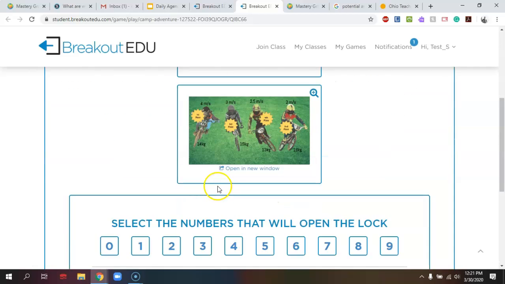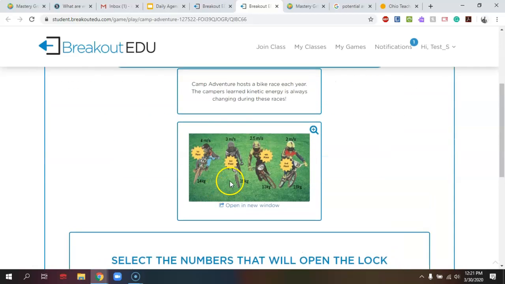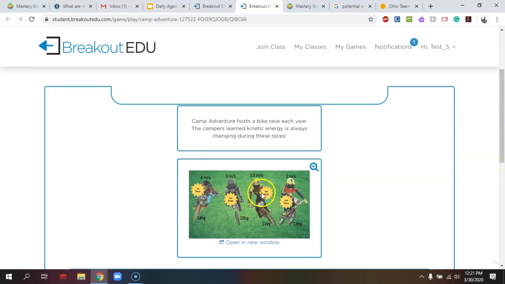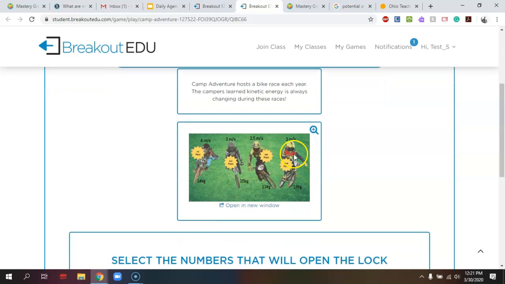Okay, so there's several different locks here. I will say there's a little bit more about potential and kinetic energy that I think will be helpful, that I want to show you and talk about as you guys work on this, okay?